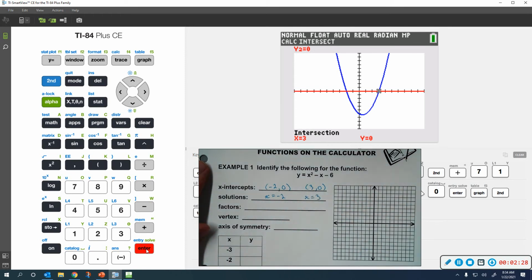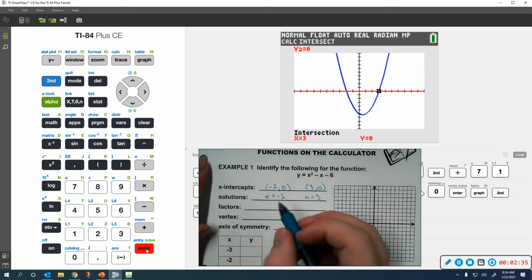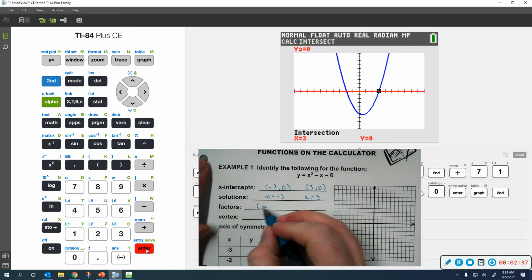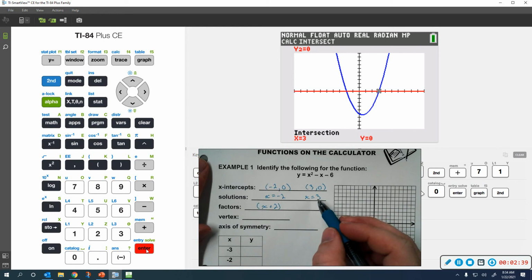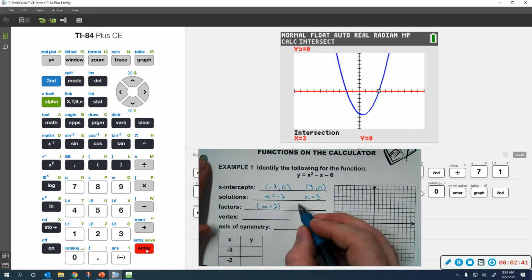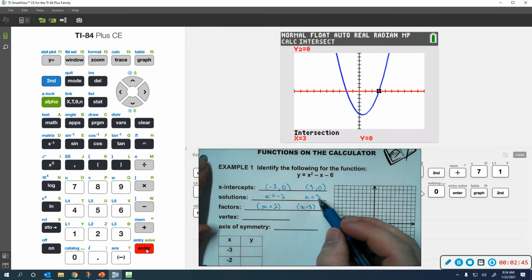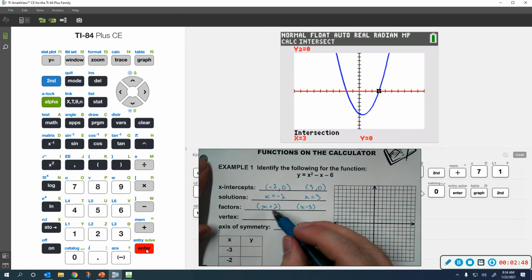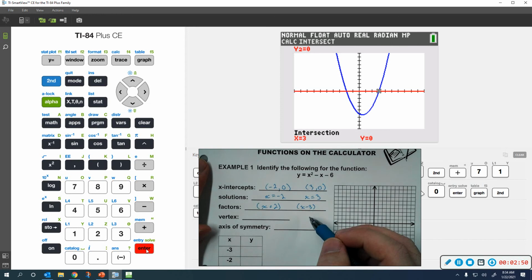Now for your factors, just remember, x flips. If this says x is equal to -2, then your factor is going to be x plus 2. If this says x equals 3, your factor is going to be x minus 3. So just take what was in your solution, put the opposite sign, and then write it as a factor.